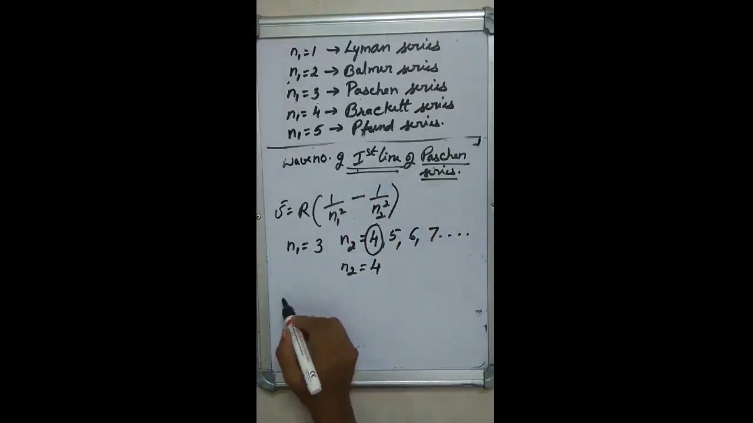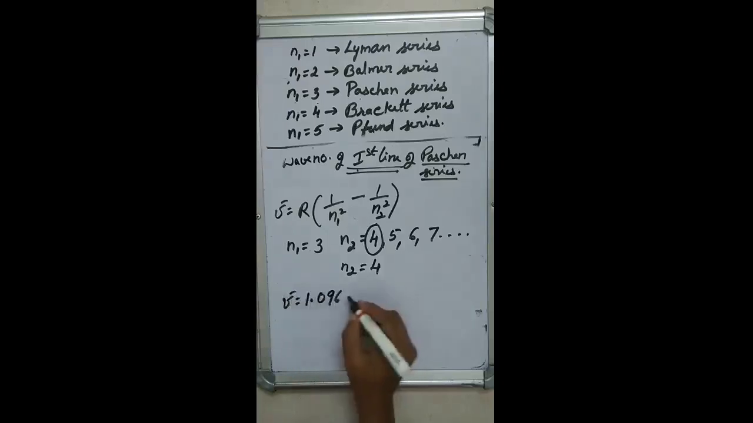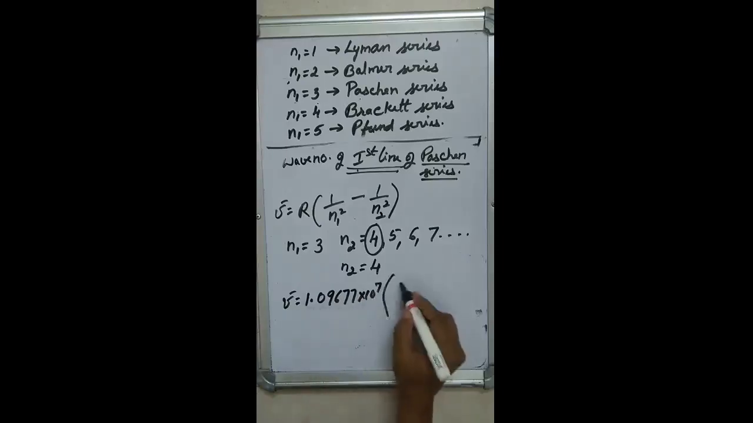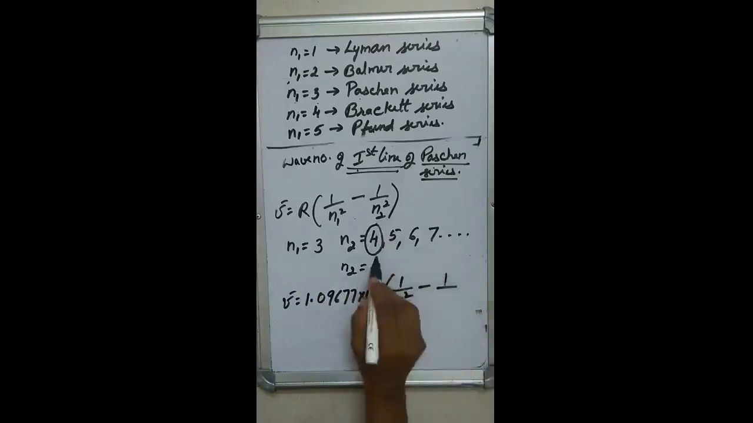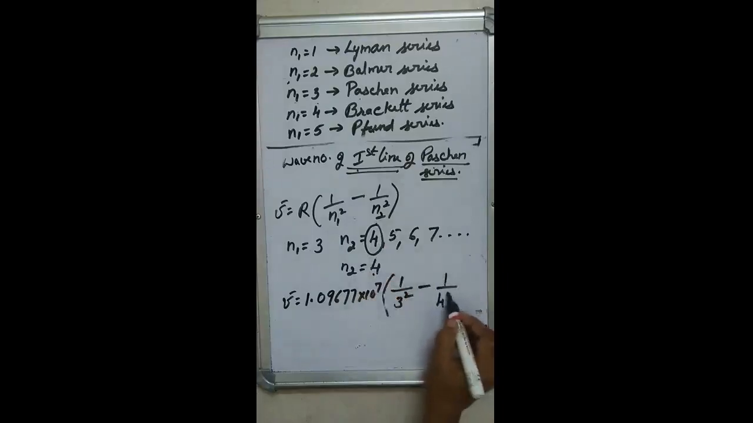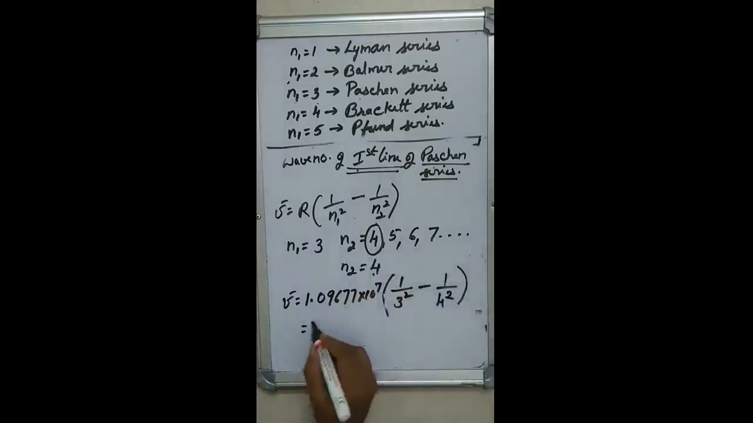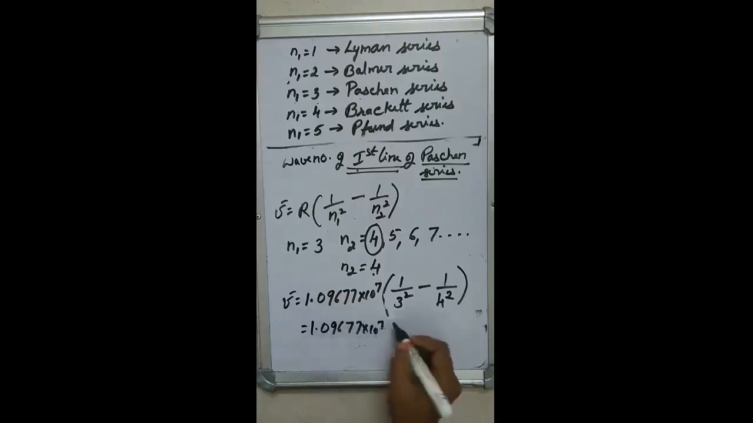Now, substitute the values. Wave number is equal to R, which is 1.09677 into 10 to the power 7. This number you have to recall. Then 1 by n1 square, n1 is 3, so 3 square, minus 1 by n2 square, n2 is 4, so 4 square. 3 3s are 9, 4 4s are 16. Now what should you do?